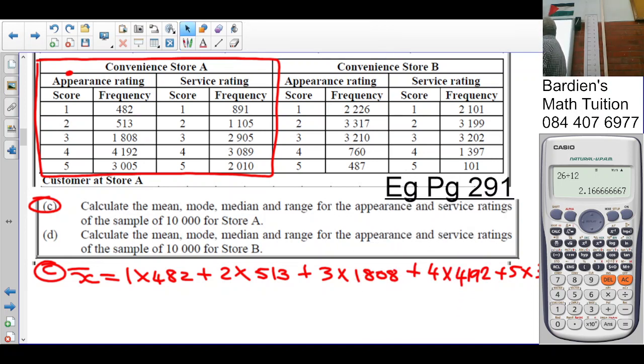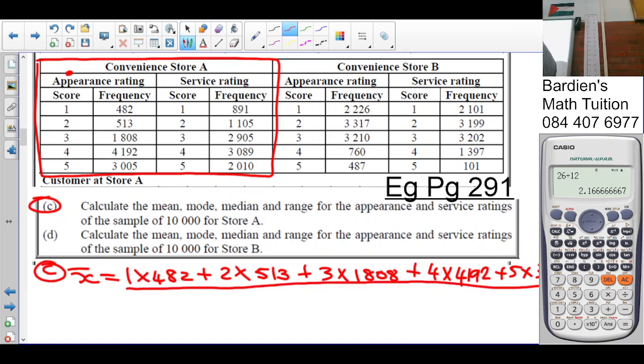How many people were surveyed? And divided by the number of numbers here. Number of people. Okay, so work that out quickly. Big calculation, but it's easy.